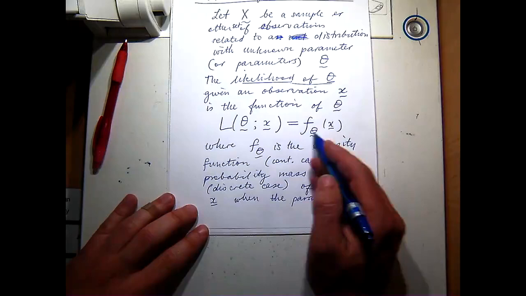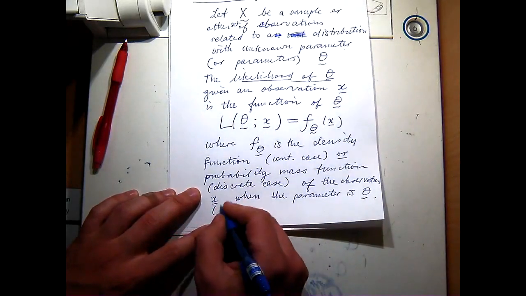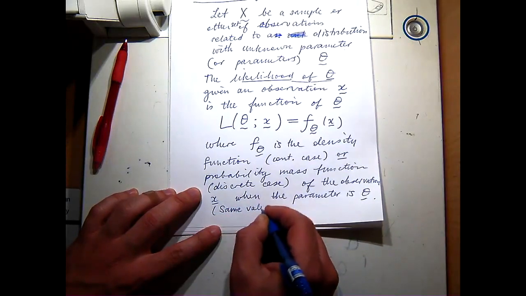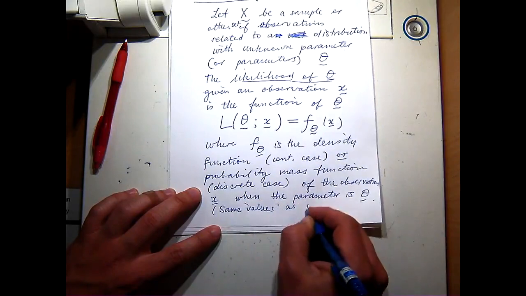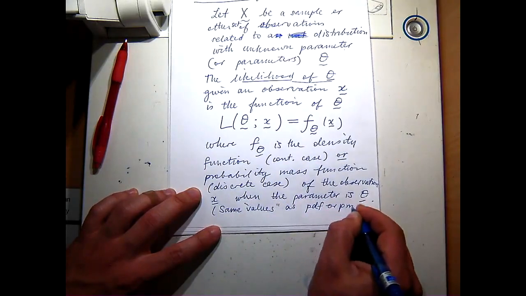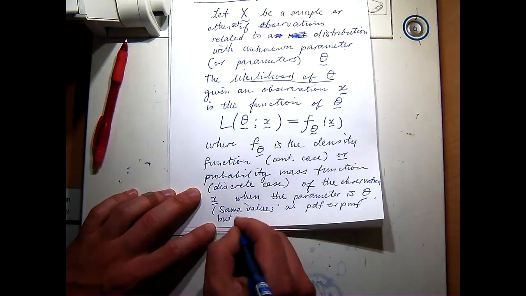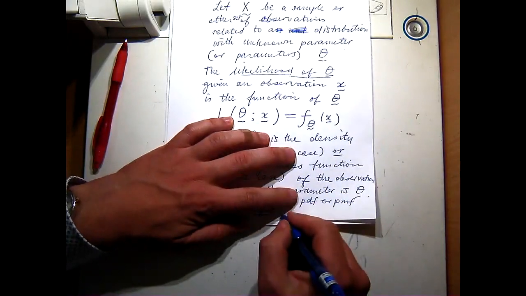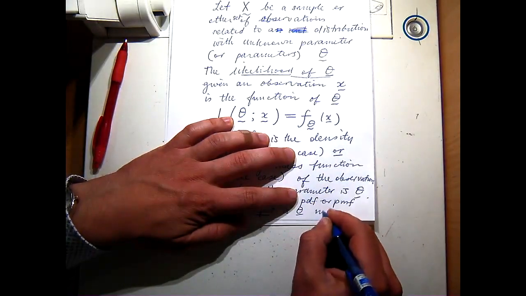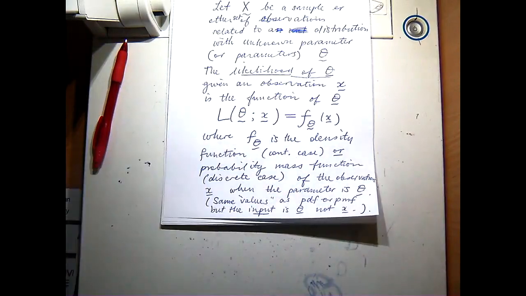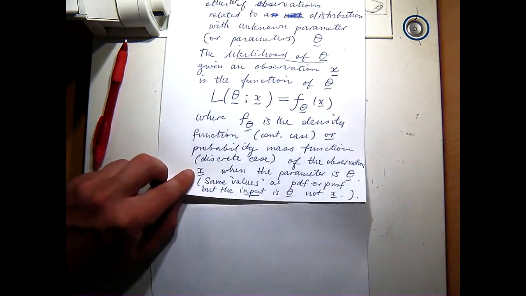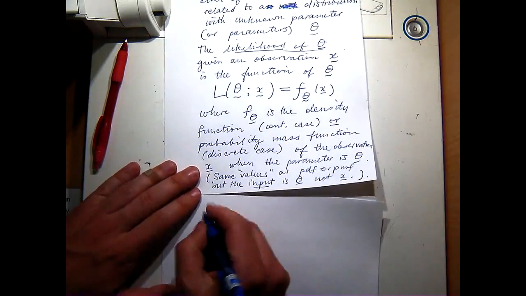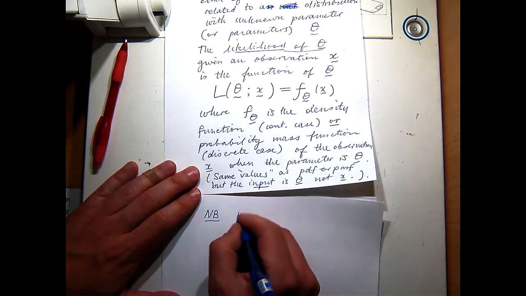And it's the same values as the PDF or PMF, depending on whether it's continuous or discrete. But the input, every function has an input. You consider the likelihood function as a function whose input is the parameter theta, not the observation. Okay, while you might say, oh, so it's just a probability mass function, or it's just a probability density function, considered as a function of theta, it is not a probability mass function or density function.